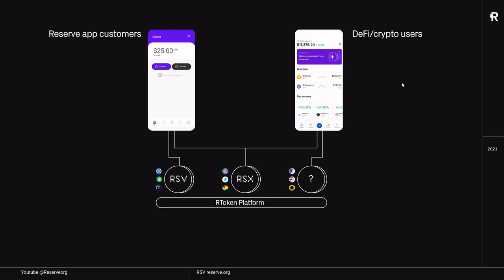Now, the RSR insurance can be positioned below that because what it really does is it supports the RToken platform to make sure that it does what it needs to do, that it keeps doing what it needs to do, and that it stays safe to use. And I'm going to show you exactly what that means in the next slide.